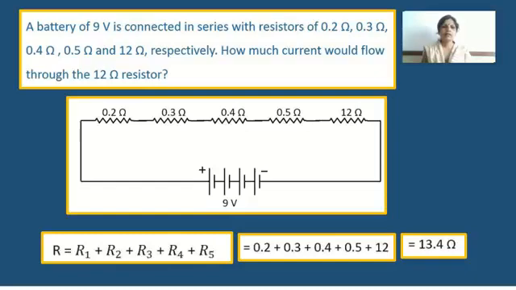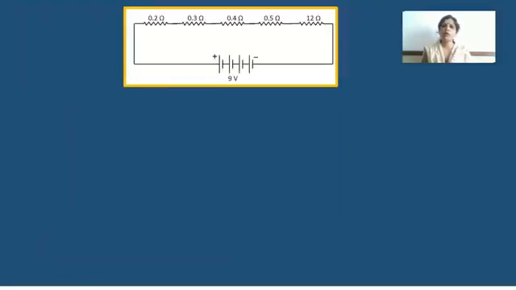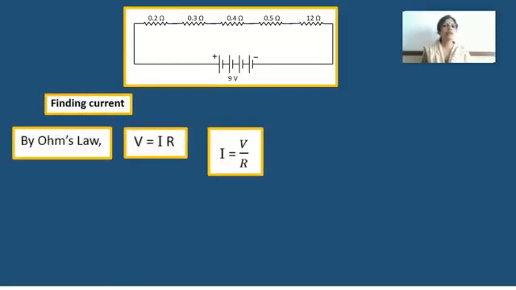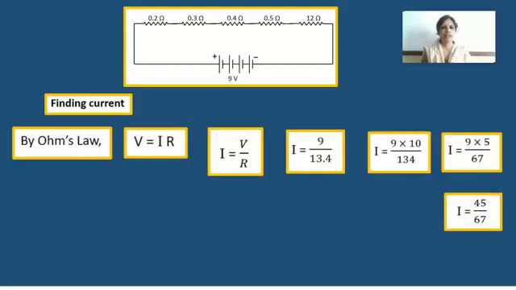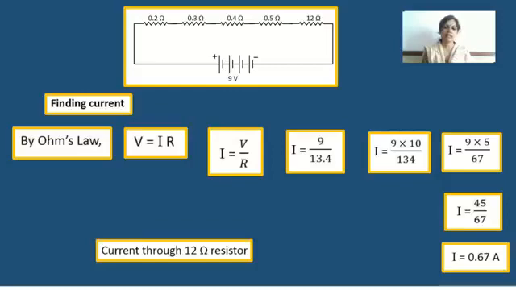Now the sum becomes very easy. How will you find out the current then? By Ohm's law. V = IR. So I = V/R. V is given to you as 9. R you have calculated as 13.4, and you can just remove the decimal point and write it like this. What you get is 90 upon 134, that is 45 upon 67, and if you actually divide it and find it till 2 decimal places, it is 0.67 ampere. So the total current flowing through the circuit is 0.67 ampere, and this current will flow through every resistor connected in the circuit.